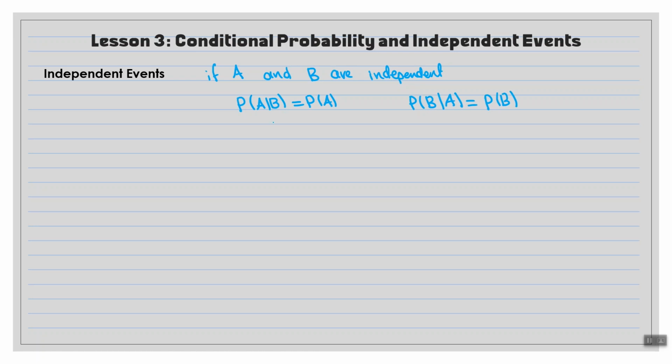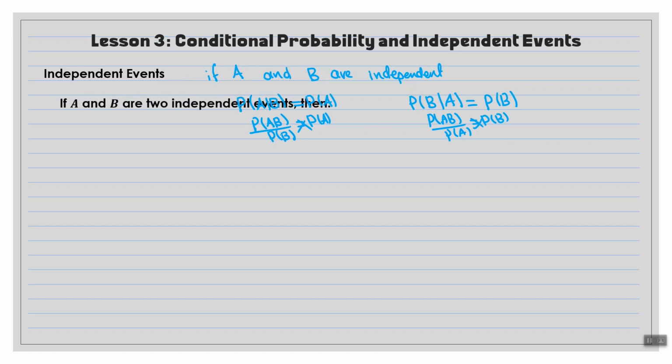Okay, look at this, guys. The probability of A given B has a rule. It's the probability of AB over the probability of B equals the probability of A, right? What happens if we cross multiply? The same thing here, by the way: the probability of AB over the probability of A equals the probability of B. If you cross multiply, whether here or here, both of them, you will get the following. You will get that the probability of AB is equal to the probability of A times the probability of B.